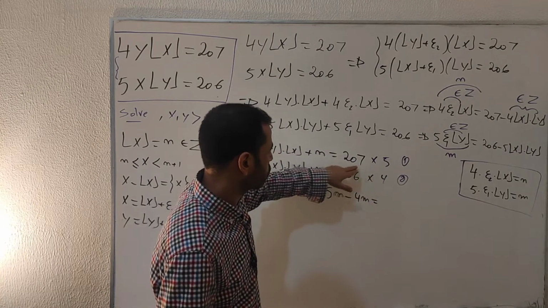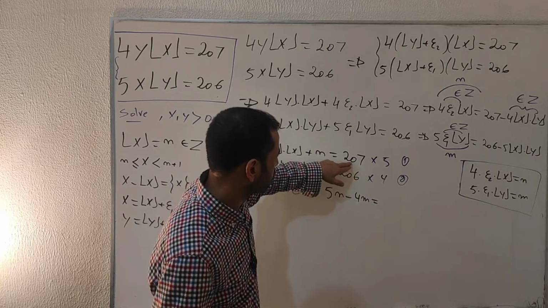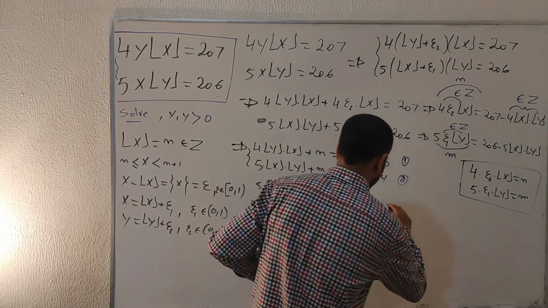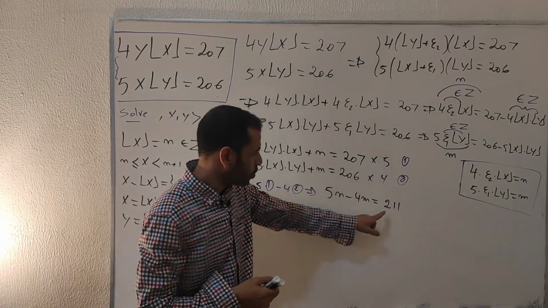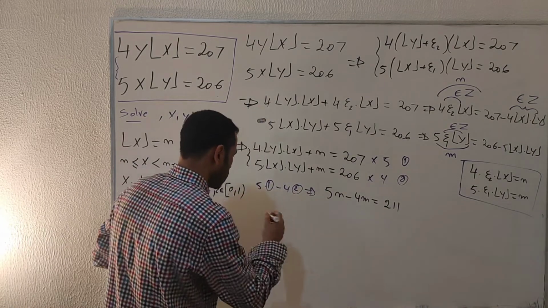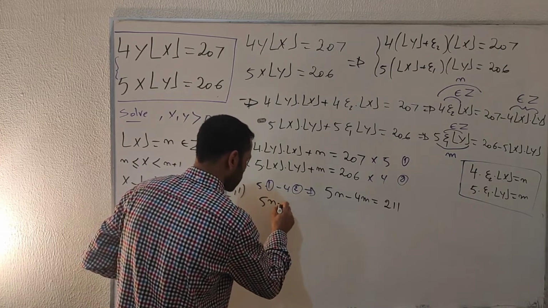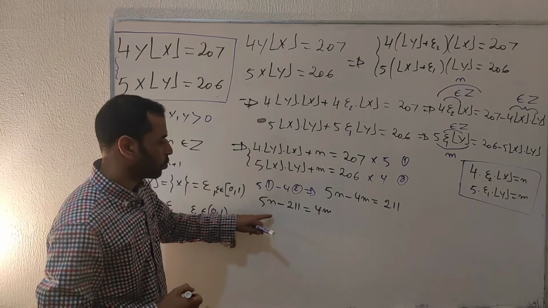If you multiply this one by 5 and this one by 4 and take this one minus this one, it gives us 211. Okay, like this. Then I'm going to bring this 211 to the left and move minus 4m to the right. I get 5n minus 211 equals 4m. Then I'm dividing both sides by 4.